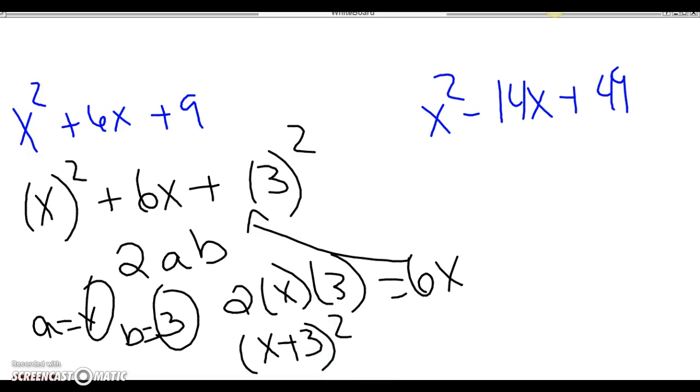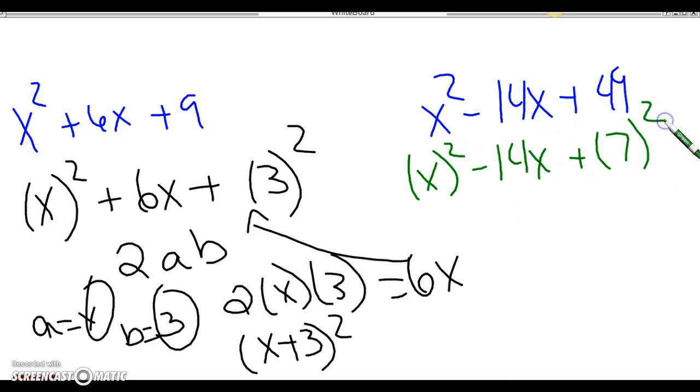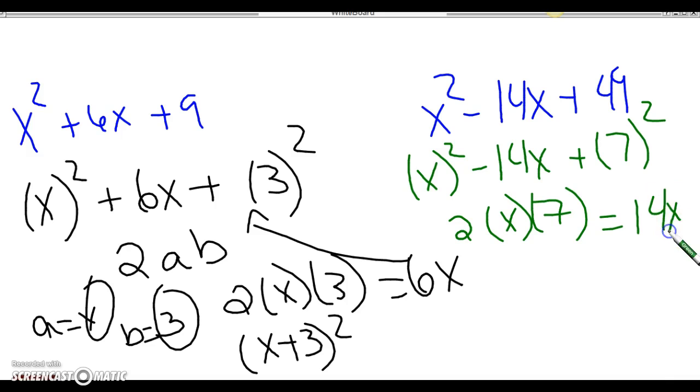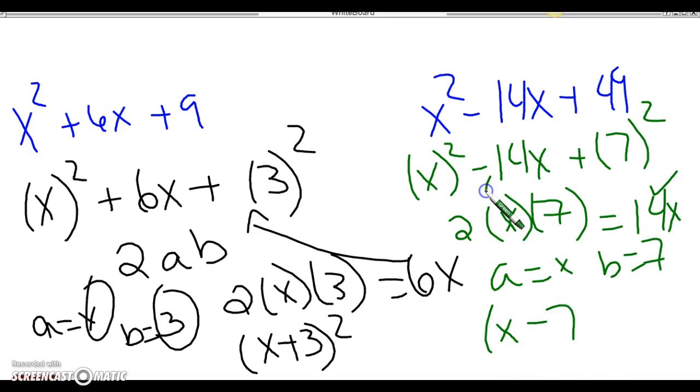My a is x, my b is 3, x plus 3 squared. Let's look at the Got It 1b. So again, x squared minus 14x plus 7 squared. I need to check to make sure it works out. So I have 2 times my a, which is x, times my b, which is 7, and that gives me my 14x. So it checks out. If my a is x and my b is 7, I can rewrite it as x minus, because I have a minus sign, 7 squared. I hope this helps.